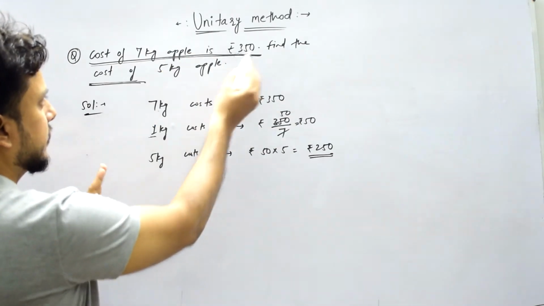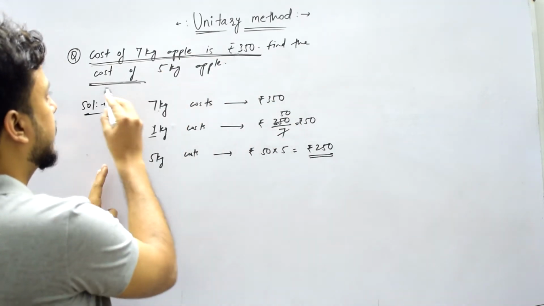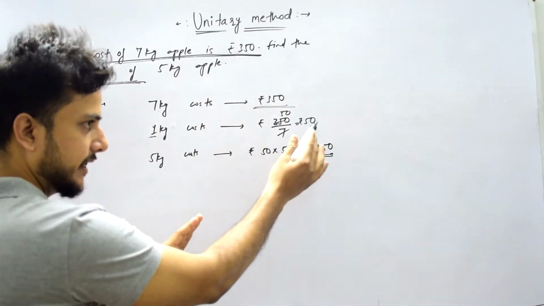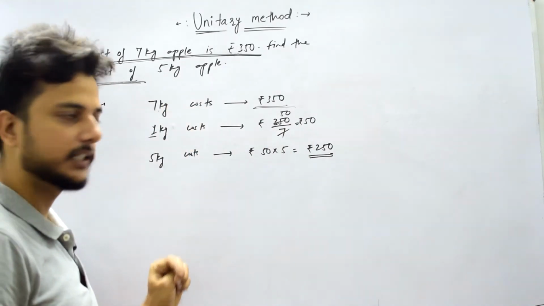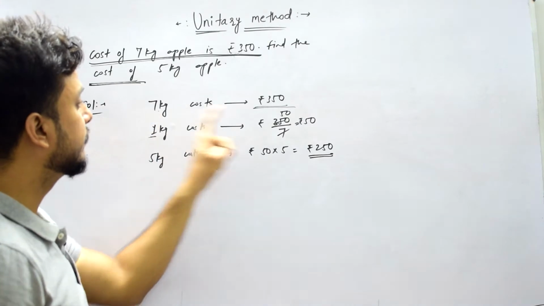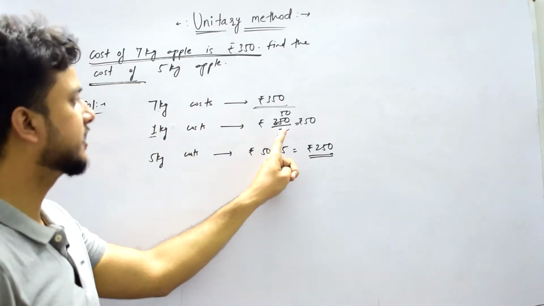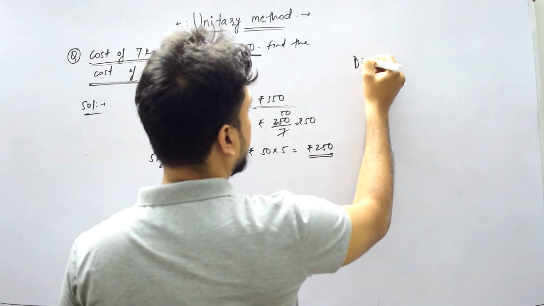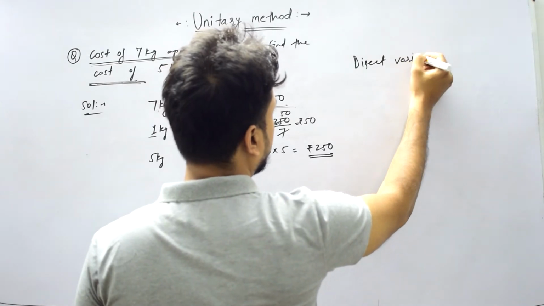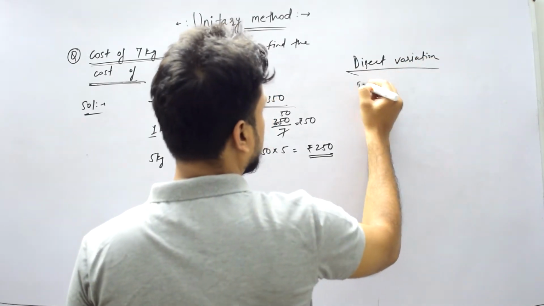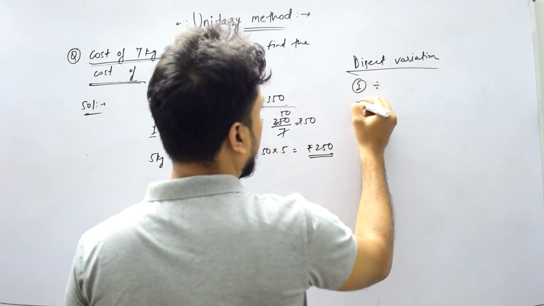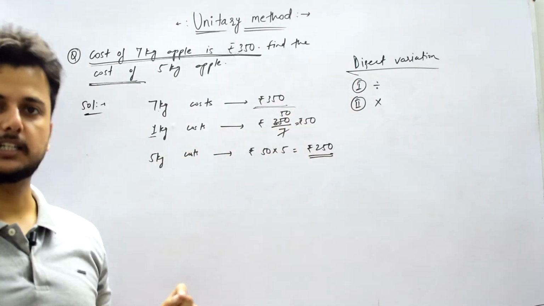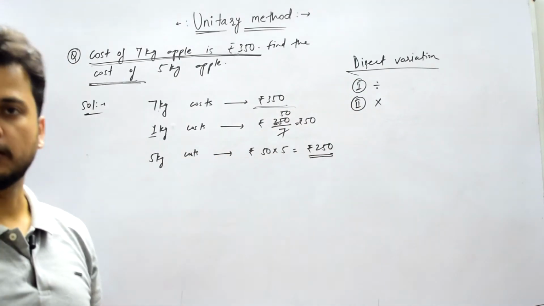In the given statement, cost is given as 350 and we have to find the cost. So from the given statement, the cost of 7 kg apple, the cost should be on the right side. If it is a direct variation, then we have to divide by the amount. Make a note here: for direct variation, the first step is division and the second step will be multiplication. Then we will follow this method.